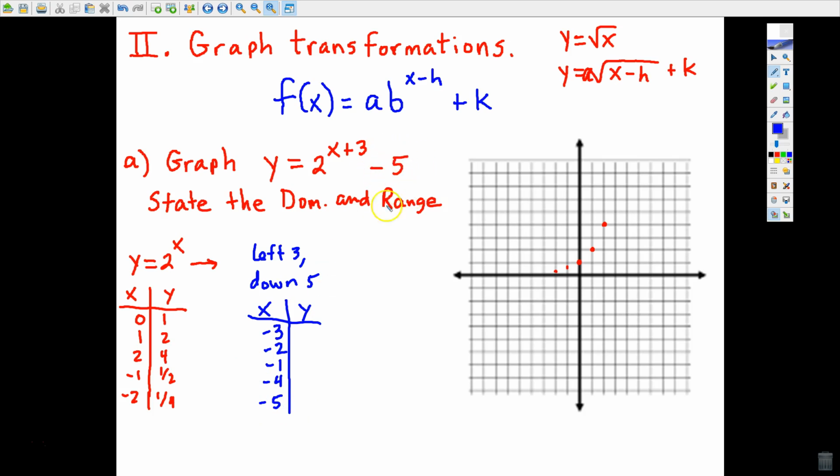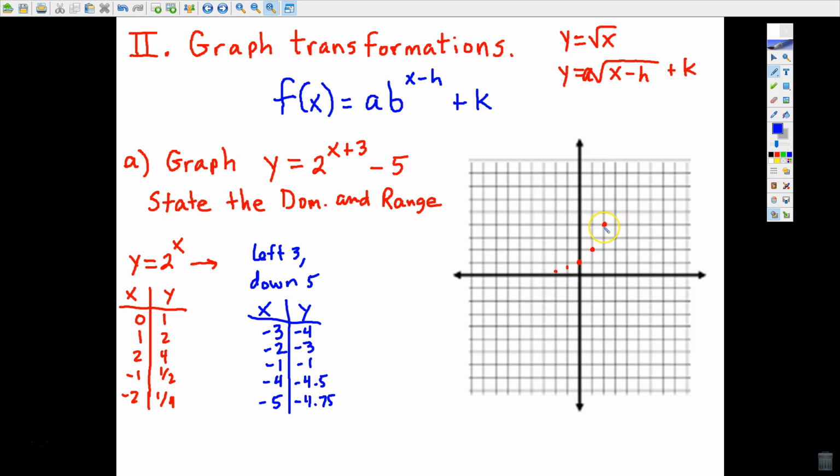And then to accomplish the down 5 movement, it's like taking each of these y's and subtracting 5 one at a time. 1 minus 5 is negative 4, 2 minus 5 is negative 3, 4 minus 5 is negative 1, 1/2 minus 5 is negative 4.5, 1/4 minus 5 is negative 4 and 3/4. And so I could plot this blue table, and that would represent my answer. You could also, if you feel comfortable, just plot these points. This is the parent, and then count. We've done this in the past when we dealt with absolute value, square root, cube root.